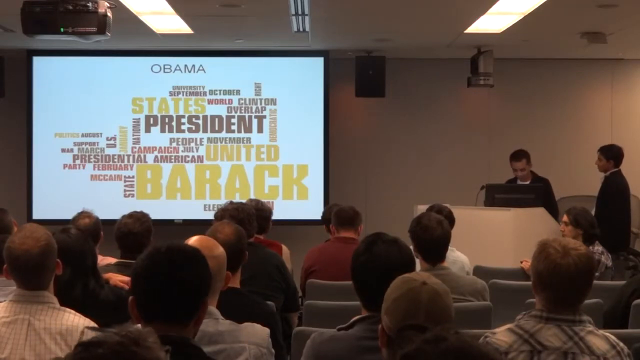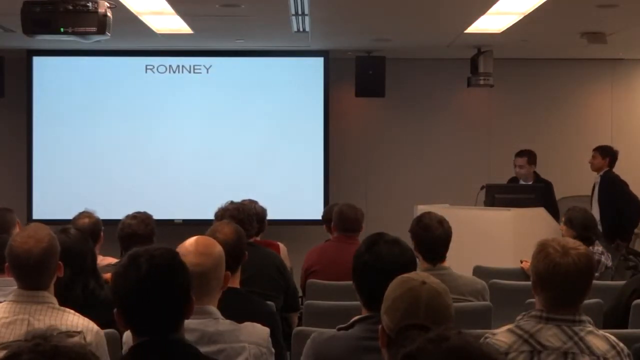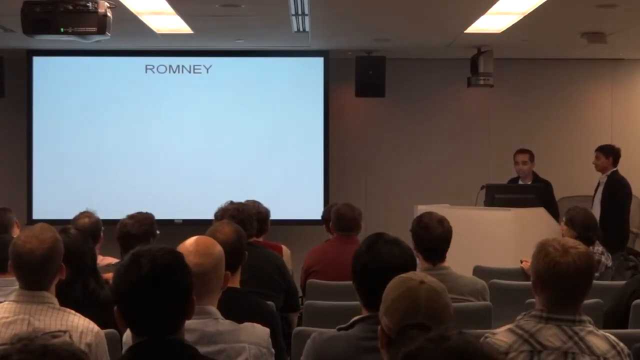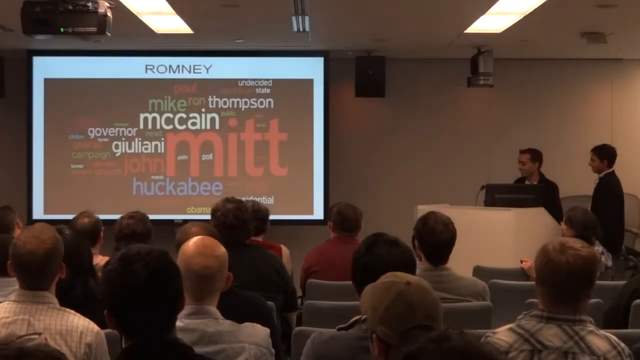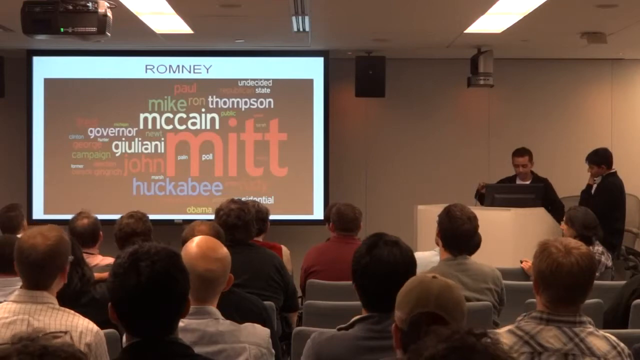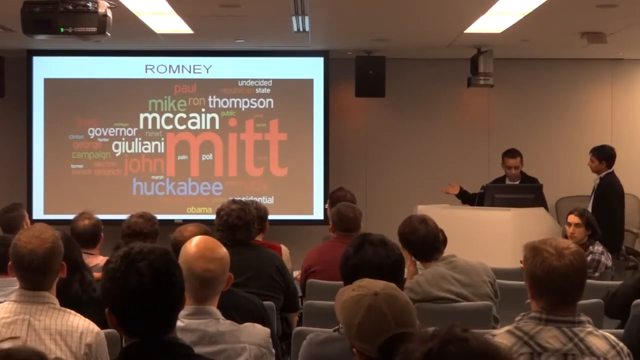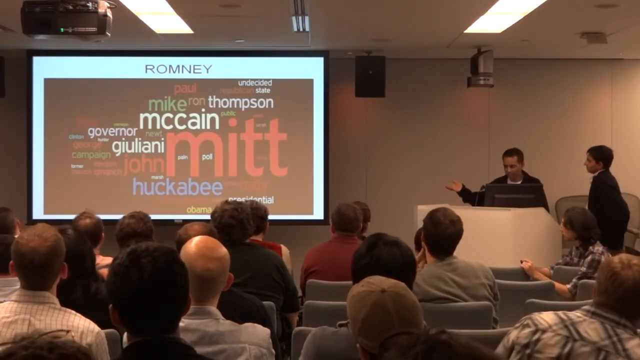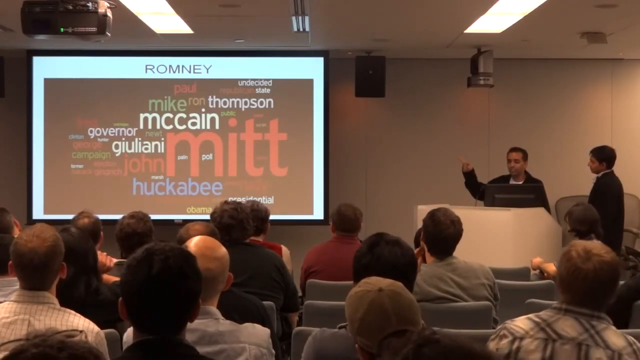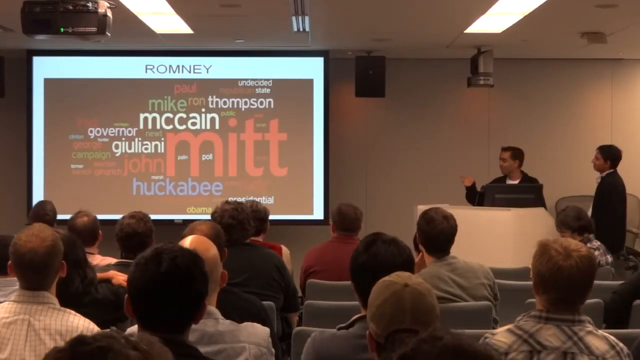Just to be fair, let's take another example. Take Romney this time. Any guesses what might show up? All right, there you go. No surprise that Mitt is the biggest one. Some of the other words which are shown as relevant are McCain, Giuliani, Governor, Massachusetts. Undecided, I'm very curious. Why Mitt Romney? Is Mitt Romney undecided? I thought Kerry was the one.